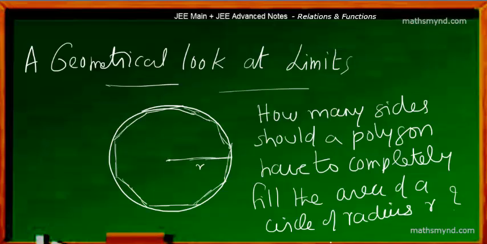Let's have an interesting look at the concept of limits through geometry, and here we have a very nice problem. You have a polygon which is inside a circle of radius r, and the question is how many sides should that particular polygon have so that it can completely fill the area of a circle of radius r.